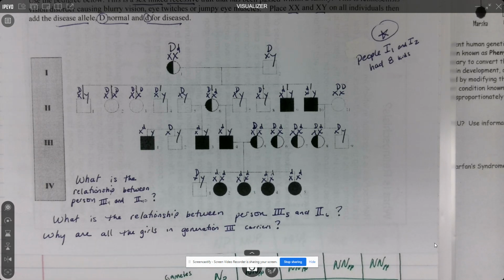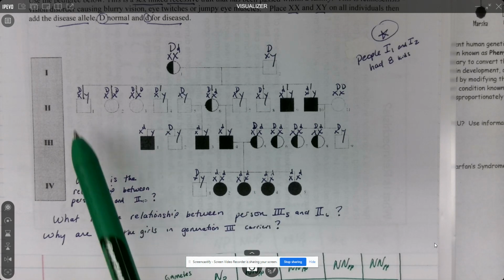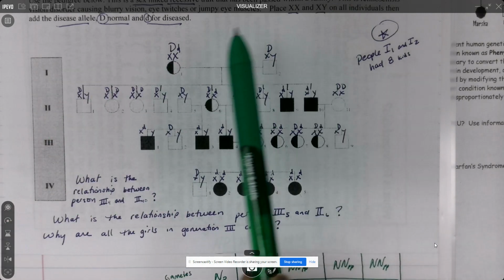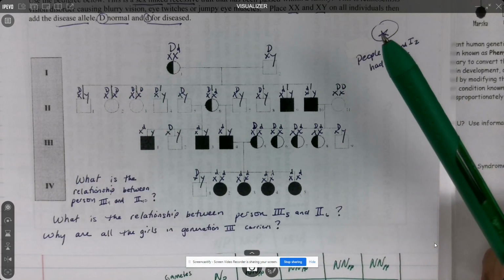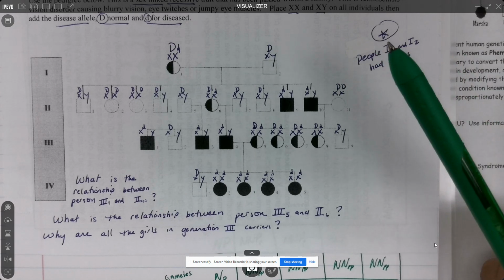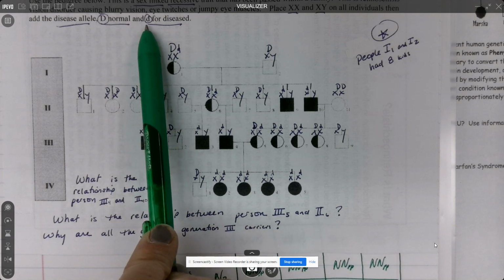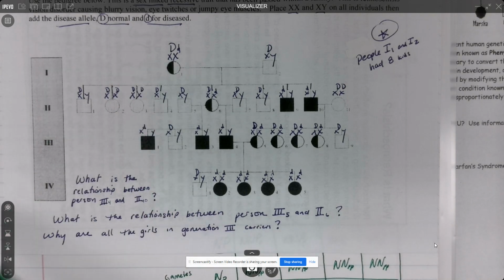So if you take a look, the first thing it said was to place XXs and XYs on everybody. And then you had to put the normal allele, a capital D, on all of the individuals who were either perfectly untouched by this blindness, or if they were carriers of this blindness. So they had to put a big D for the normal dominant trait and a little d for the recessive diseased trait. So we'll take a look.